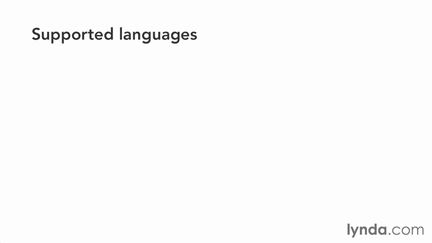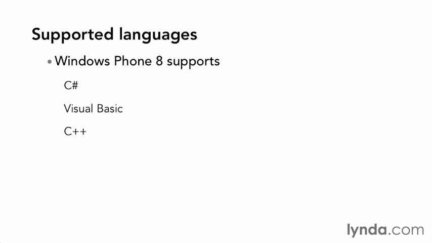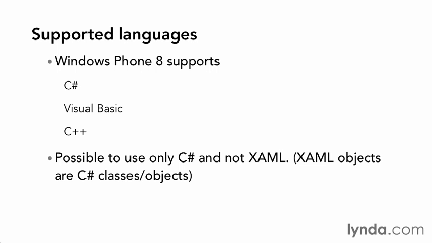Windows Phone 8 supports multiple languages for your app development. We are using C# in this case, but you can also use Visual Basic or C++ if you are familiar with those languages. I should also point out it is possible to build your application entirely with C# and not use XAML. This is because every object you are creating in XAML is actually a C# class or object that is represented as XAML tags.